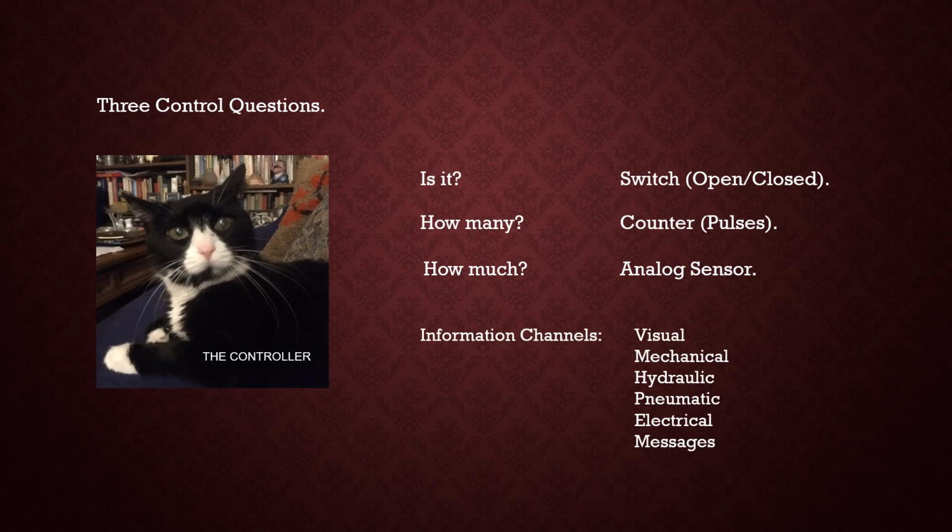And again, recalling our relationship to the senses, this is how the information can get to us. We call them channels: the visual, mechanical, hydraulic, pneumatic, and these are all actuators, electrical stimulus, and messages, coded information.